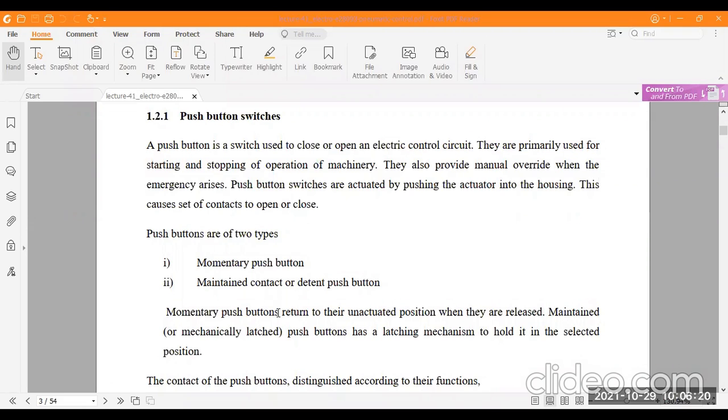That means when you turn the switch off, it returns to its past position. So this is basically the momentary push button switch. And the maintained one is a mechanically latched circuit; this push button has a latching mechanism to hold it in the selected position. Is it clear, all of you?